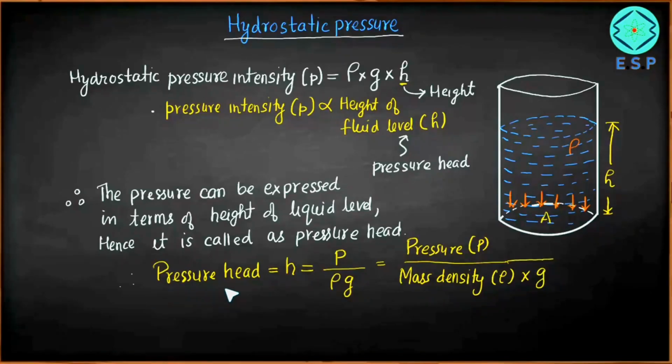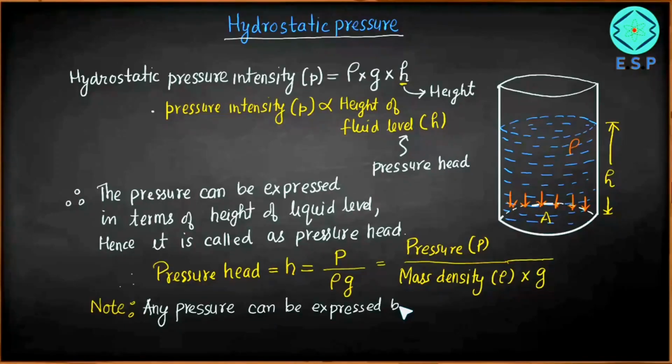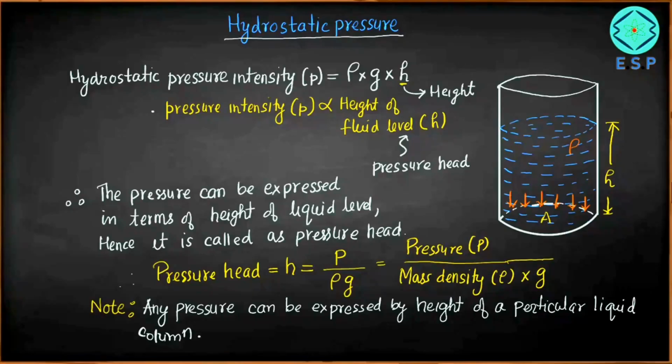So friends, we can use the concept of pressure head to express a pressure in terms of height of a certain liquid. A very important note, friends: any pressure can be expressed by the height of a particular liquid level, or we can call it a column. So pressure head H is nothing but P by rho g. This is the expression of pressure head.